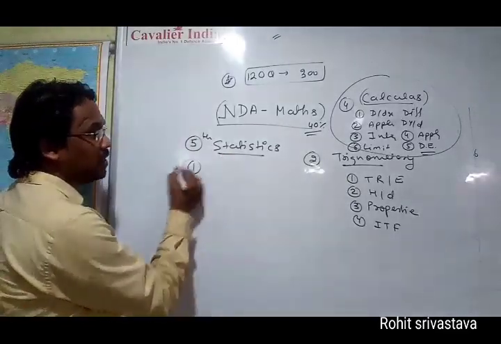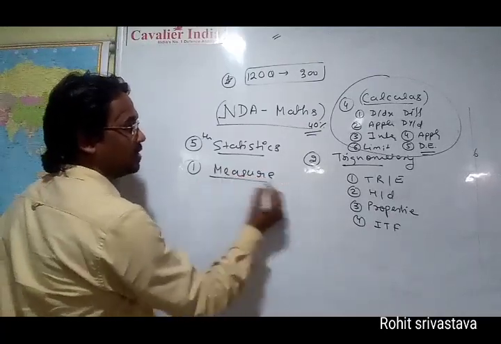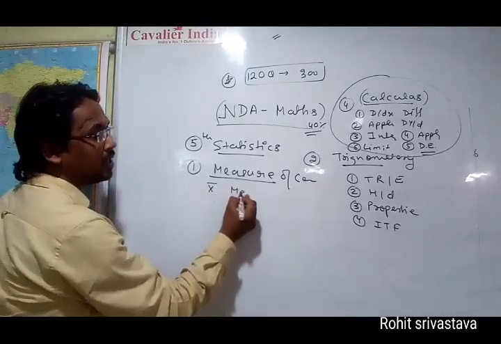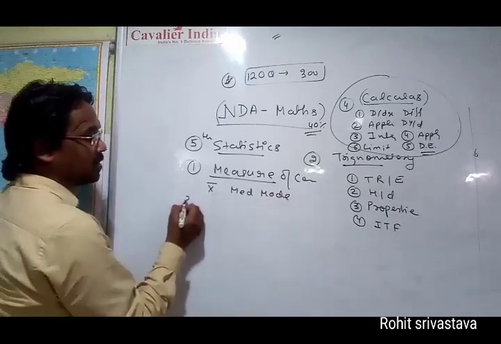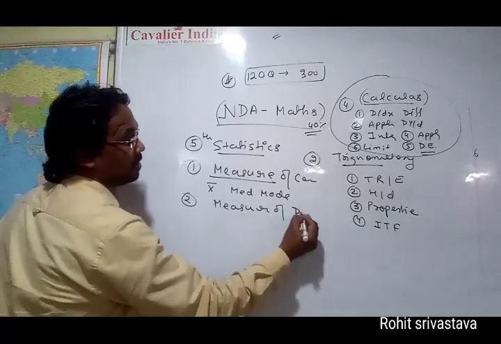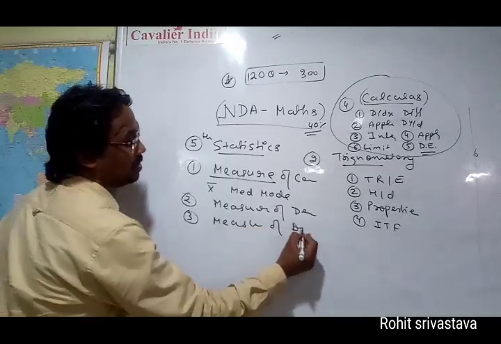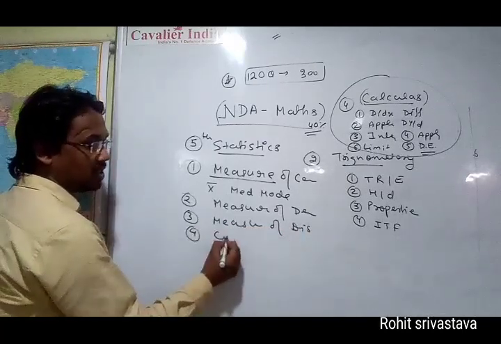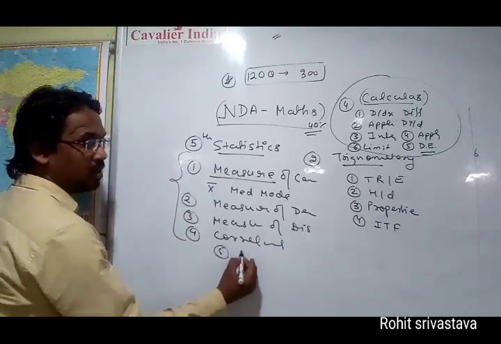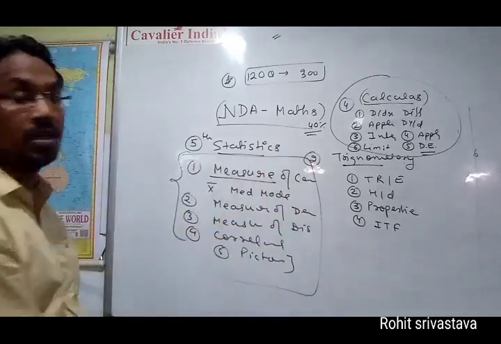So in statistics, one is measure of central tendency. This lesson was covered in your 9th and 10th class, where you read mean, median and mode. The second lesson is measure of deviation, and third, measure of dispersion, and the last lesson, correlation and regression. So there are 4, and the fifth is a pictograph. So a 5 lesson syllabus comes under this statistics portion.